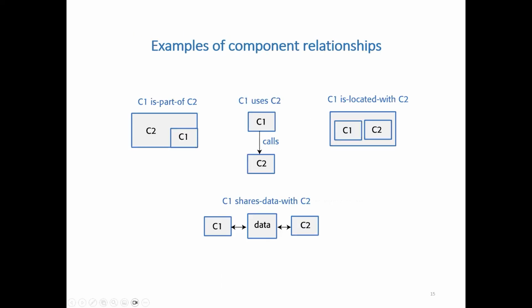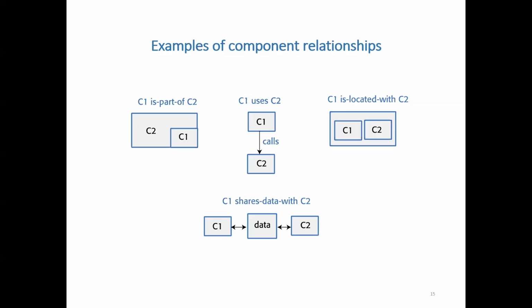Let's take a closer look at the kinds of relationships that can exist between components in a system. Because how components interact has a huge impact on maintainability and complexity. First, we have C1 is part of C2. In this case, C1 is literally embedded inside C2. It's a subcomponent. That means C1 doesn't operate independently. It's tightly bound to the structure and behavior of C2.